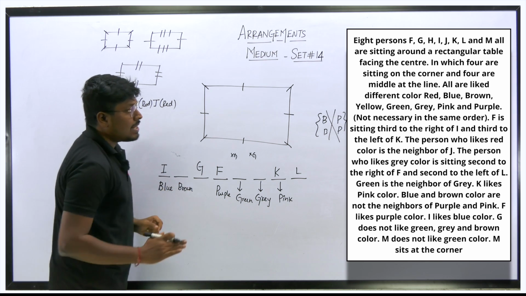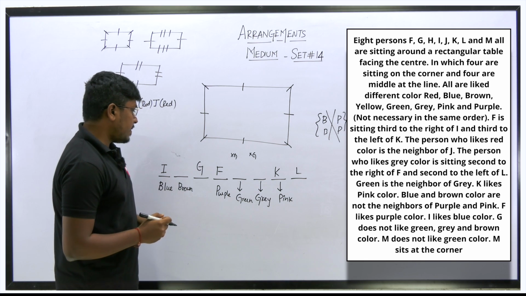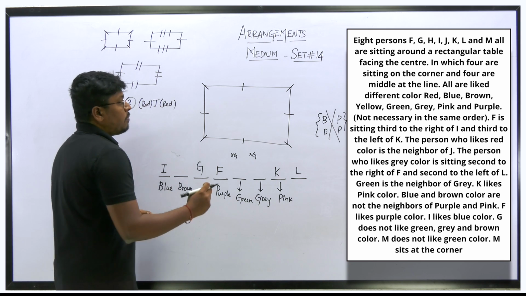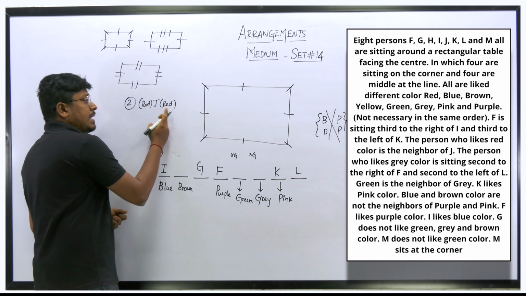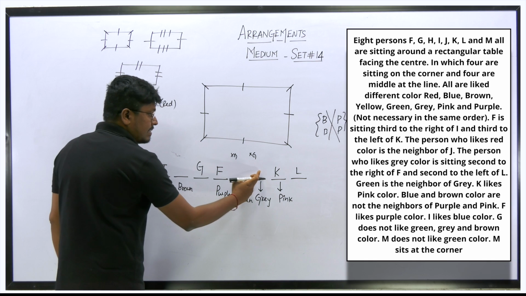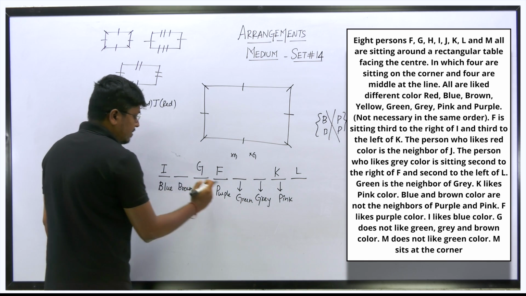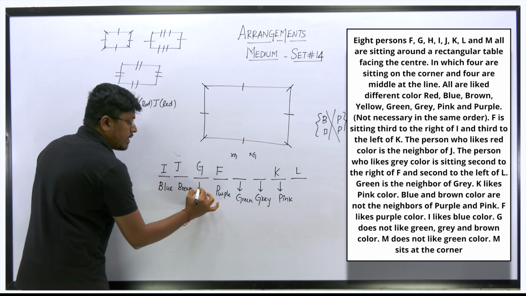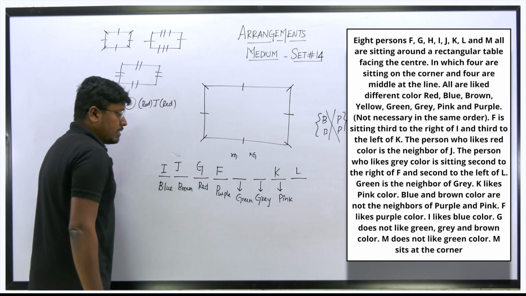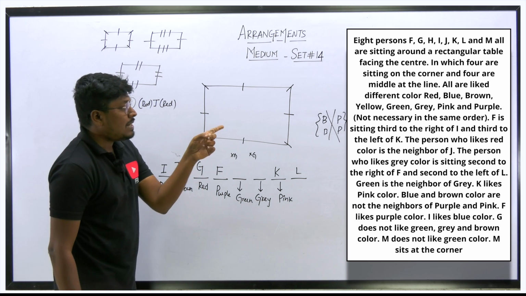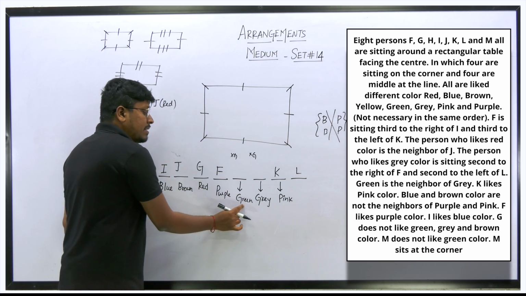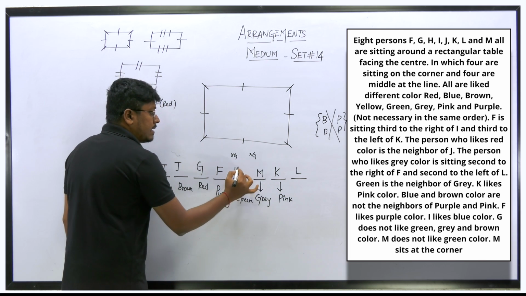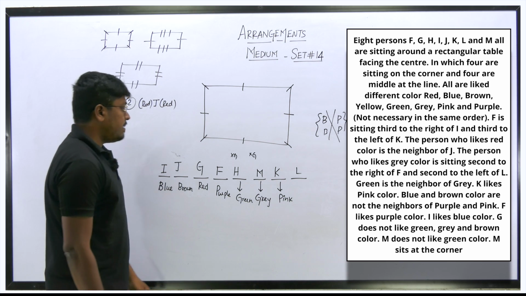Okay, so what is the last point? M sits at the corner. Okay, so the person M is sitting at the corner. So I think we already know one point, that the immediate neighbor of J likes red, right? So if I fix J here, these two are already fixed. Only one chance that this should be J. So the immediate neighbor of J should be red. So this should be red. And we already know that M does not like green color. If M does not like green color, then M should be gray. And the remaining letter that we have is H. So H will be green color.